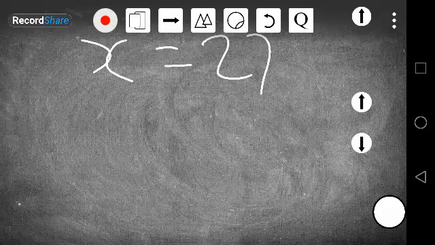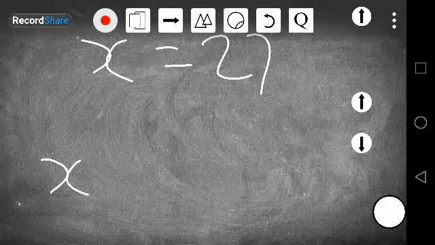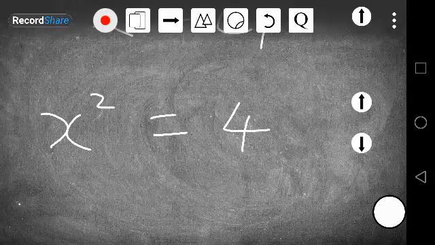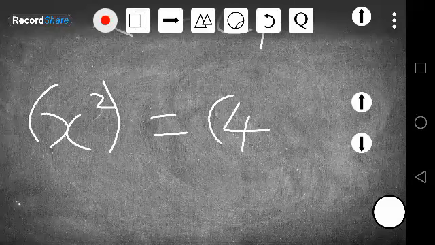We move on to another scenario. x to the 2 is equal to 4. We do the same. We bracket everything.